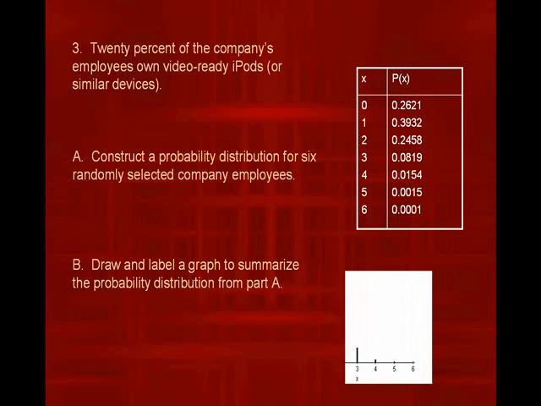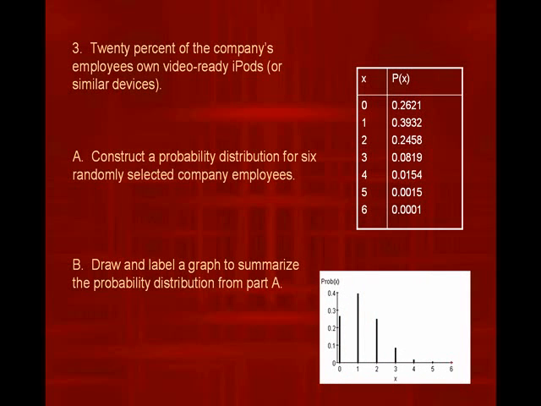And for part B, we're just going to draw a discrete distribution to represent those probabilities. So for x is 0, you can see the probability, just a line, at a discrete point goes up to about 0.2621, and then so on.